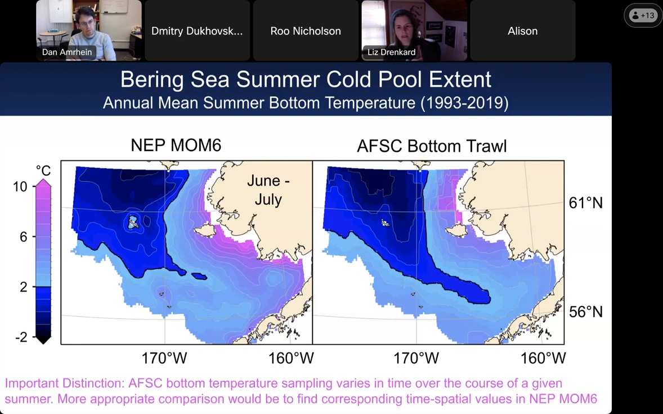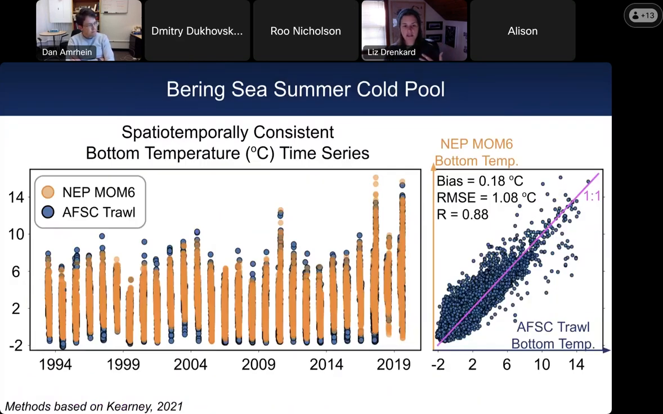But the data from the Alaska Fisheries Science Center is time varying. They're not taking time samples for that trawl data at the same frequency that we do for NEP MOM6. This is daily output, versus the trawl data, which is when they happen to get through the domain to get the annual bottom temperature data and groundfish survey. So what we actually ended up doing is spatiotemporally consistent temperature sampling of the model to match when the observations are taken.